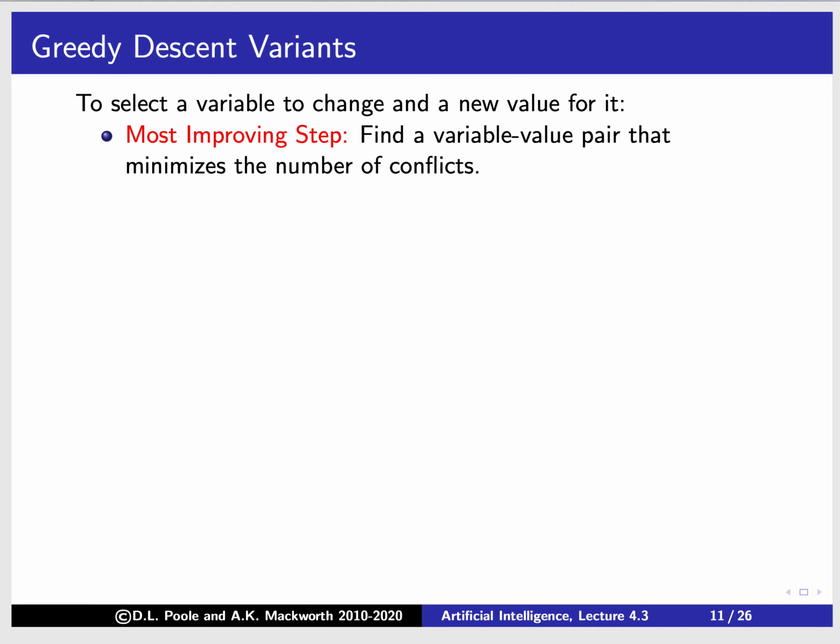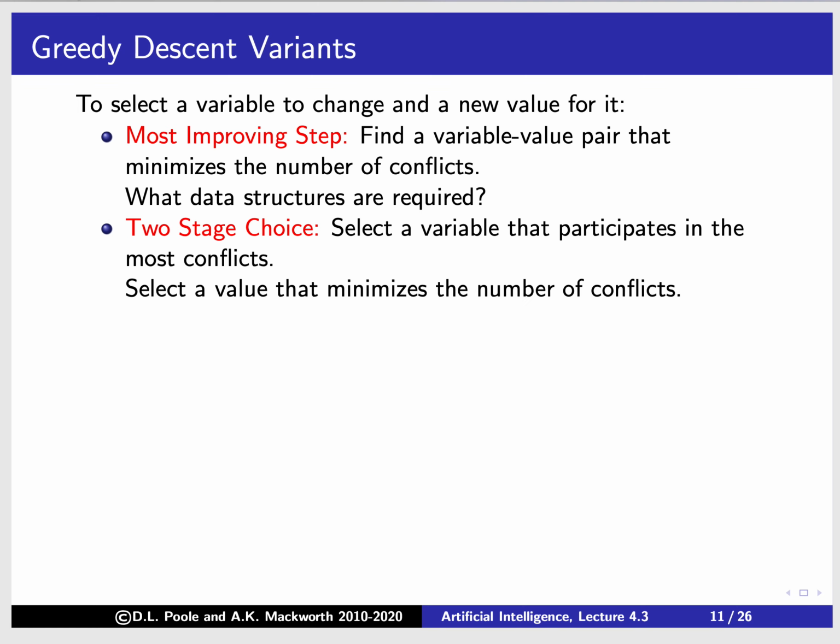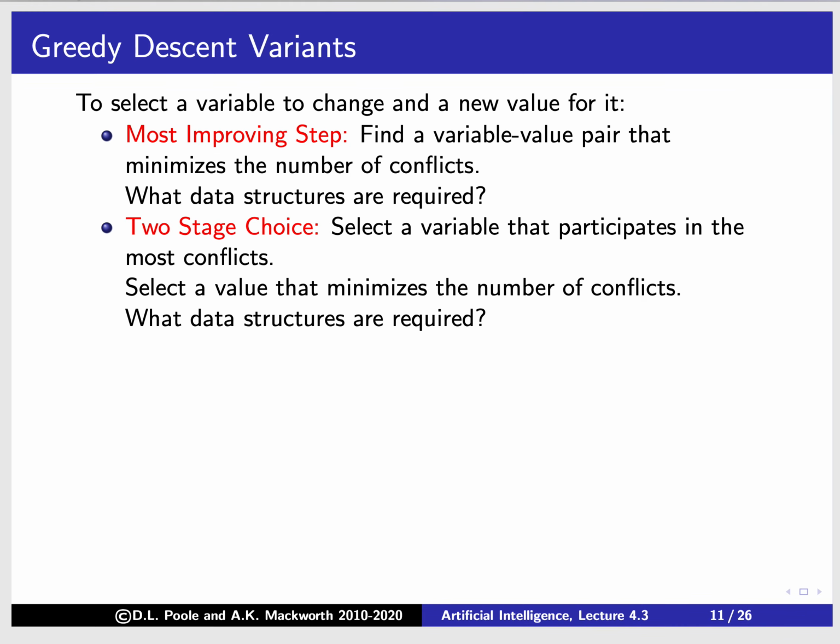Okay, this seems like the best thing to do, but you want to think about what data structures are required. We'll talk about this in class. So think about what data structures you require to do this. We could do something simpler. We could select a variable that participates in the most conflicts, and then select a value that minimizes the number of conflicts. Then you could ask what data structure is required for this.